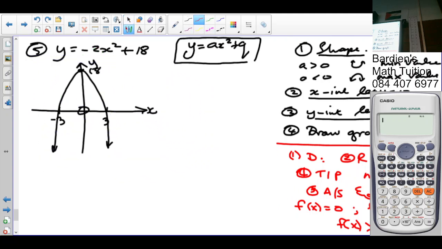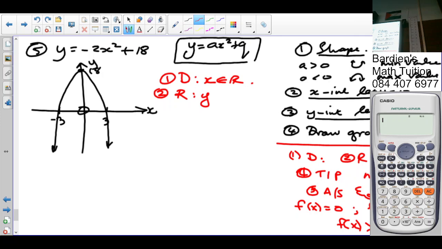So let's look at number 1, the domain. X is an element of all real numbers, as it goes from negative infinity to positive infinity. The range. Y is? What's the range of all possible y values? Does this graph exist at negative infinity?